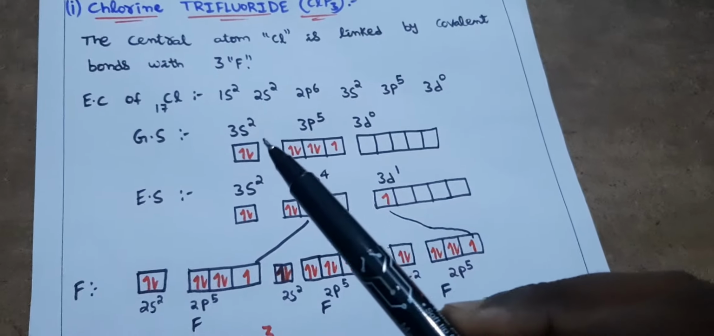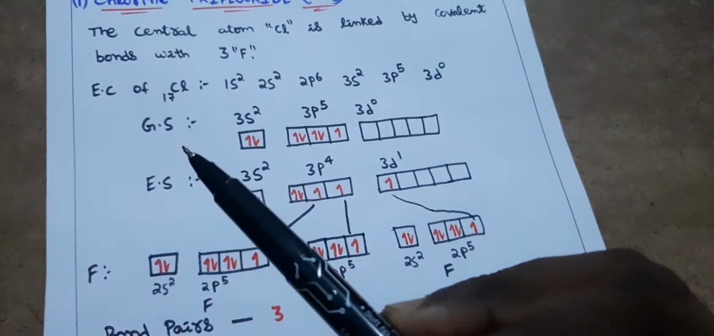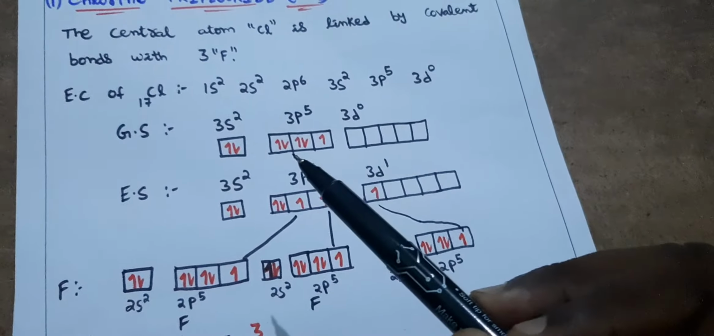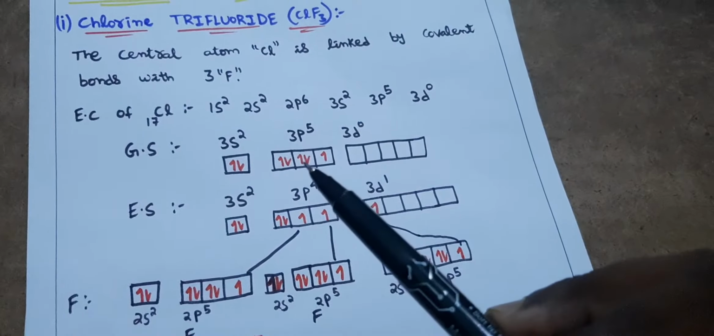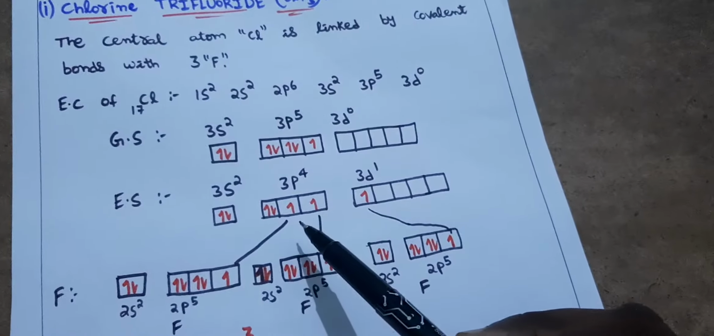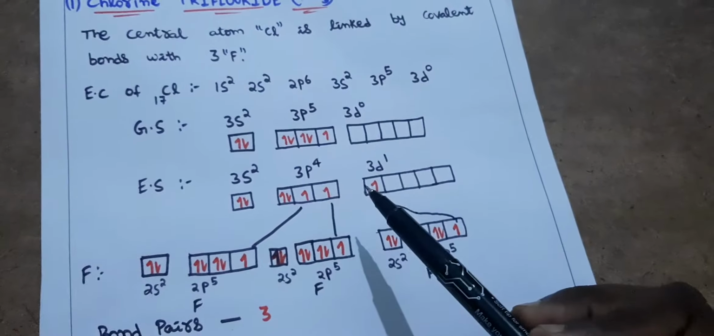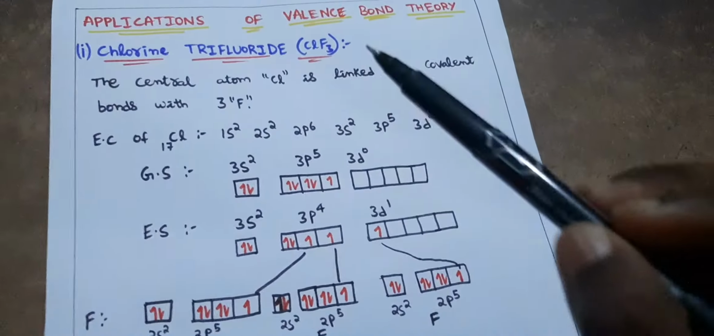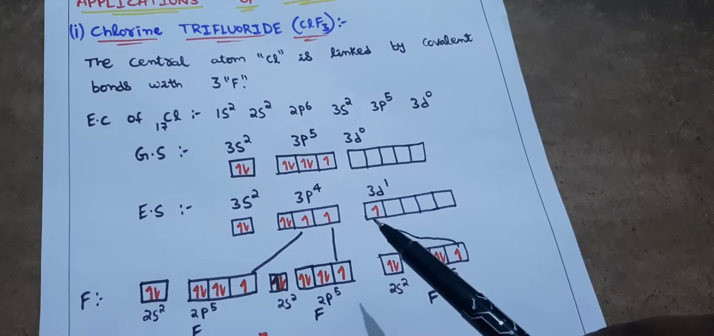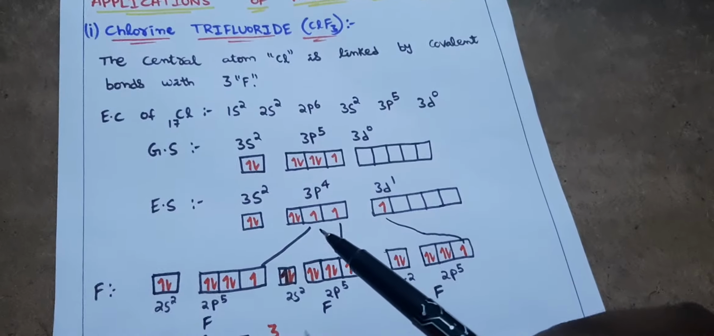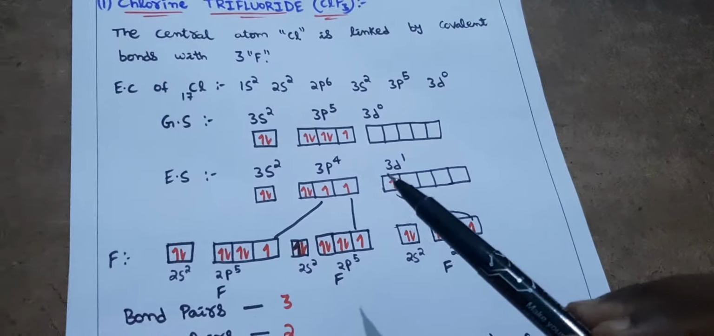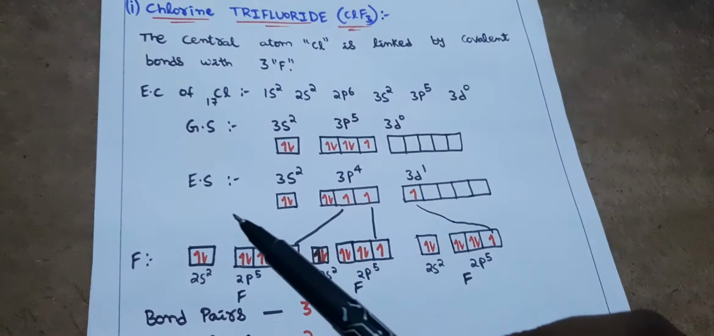It is the outer shell now, so we are considering the outer shell. But in the excited state, the electron from 3p tends to move to 3d here. So we'll have 3 unpaired electrons. Sir, why should it go to the excited state? Because to bind with 3 fluorines, it should have 3 unpaired electrons. In order to get 3 unpaired electrons, it has to move to the 3d shell in the excited state.